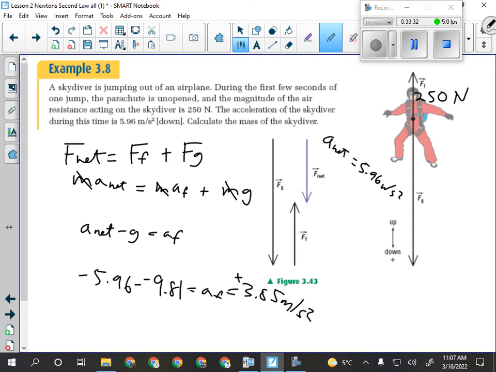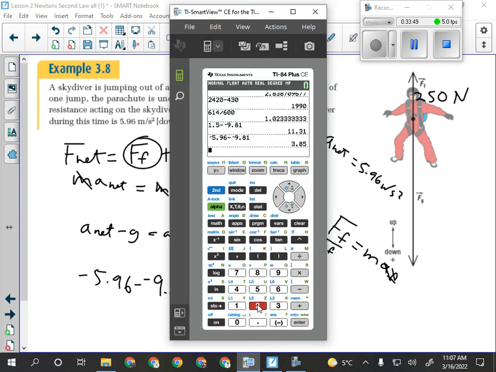Now that I have that, and I know what the force of friction is, I can go back to this. The force of friction equals mass times acceleration due to friction. I can divide both sides by the acceleration due to friction, and that will help me calculate the mass. So I'll take my 250 and divide it by my answer there. All right, so the skydiver is 65 kilograms.